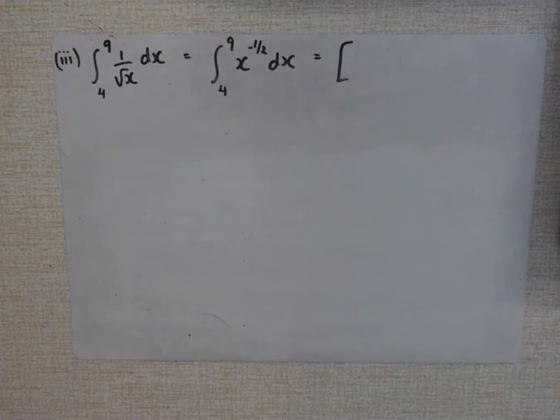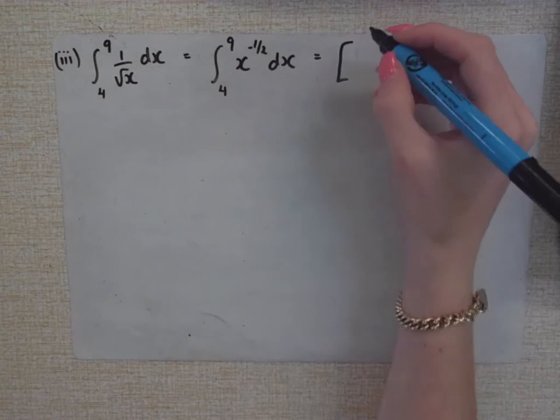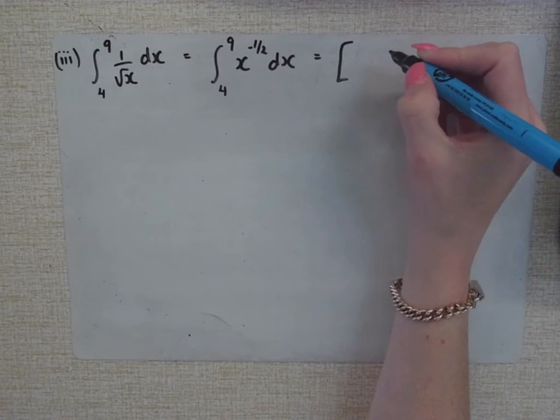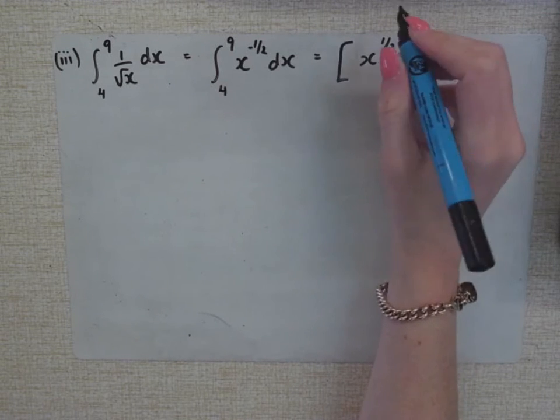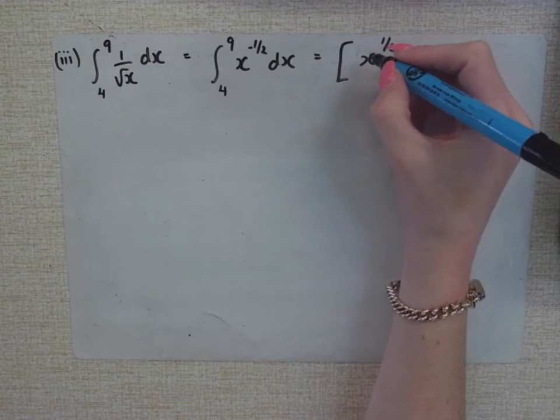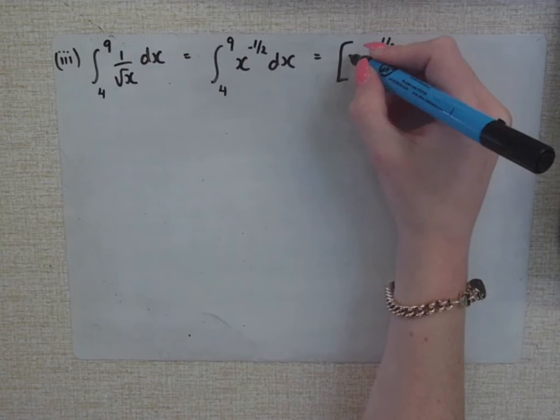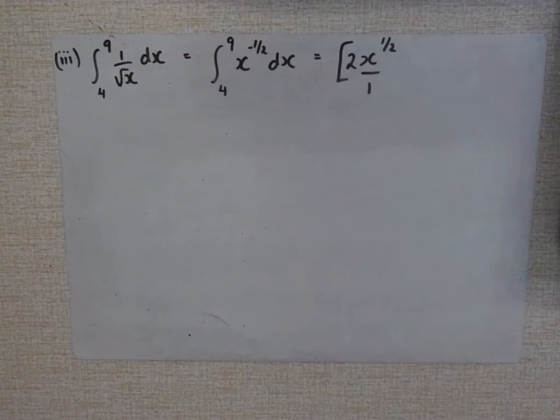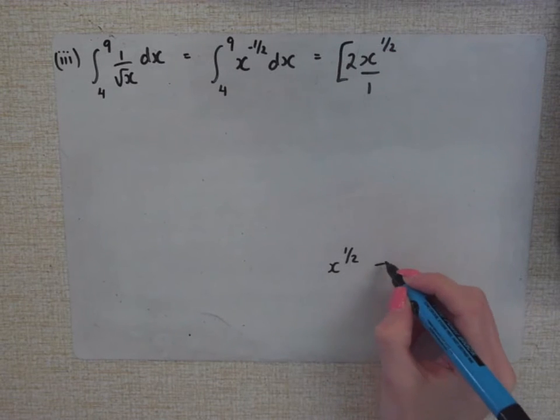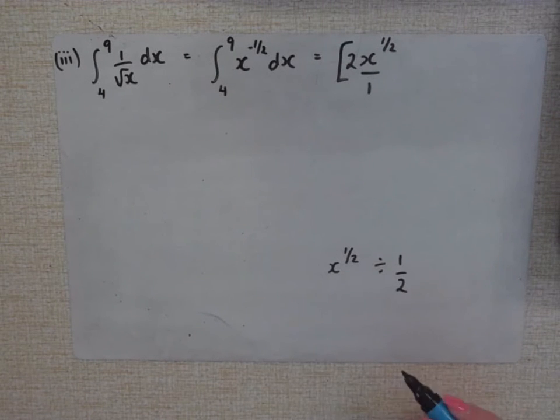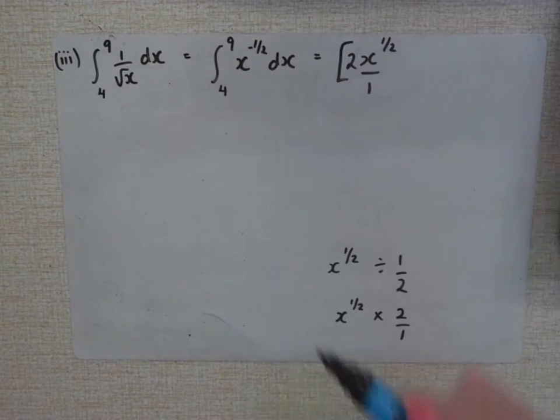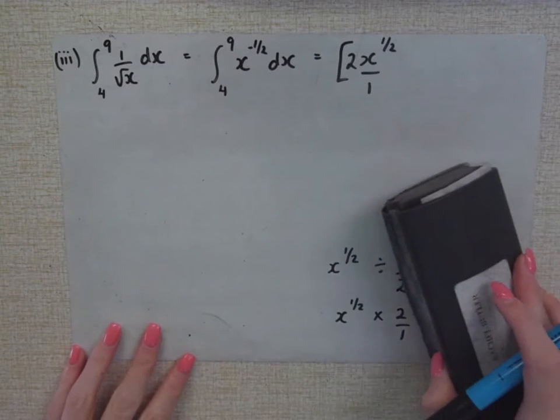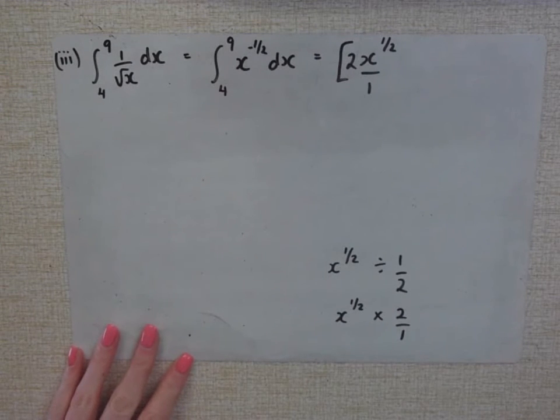So to integrate x to the power of minus a half, increase your power by 1: x to the power of minus a half plus 1 is a half, isn't it? X to the power of a half. And I'm dividing by a half. Dividing by a half is the same as turning it upside down and multiplying, so you're dividing by 1, multiplying by 2. You can just put it over the half if you want and leave it like that. Okay, is that all right?